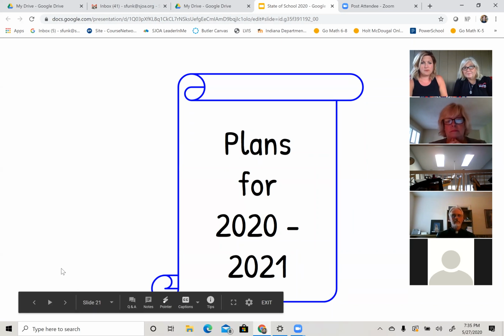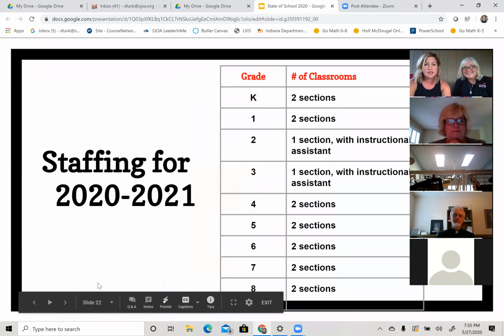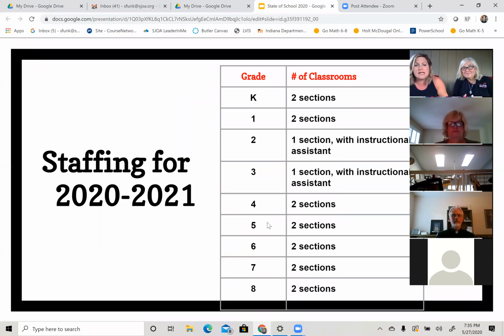Okay, so this is probably what everybody has been waiting to hear. We will go ahead and start talking about plans that we know for sure for 2020, 2021, and things that we think, but could be subject to change.